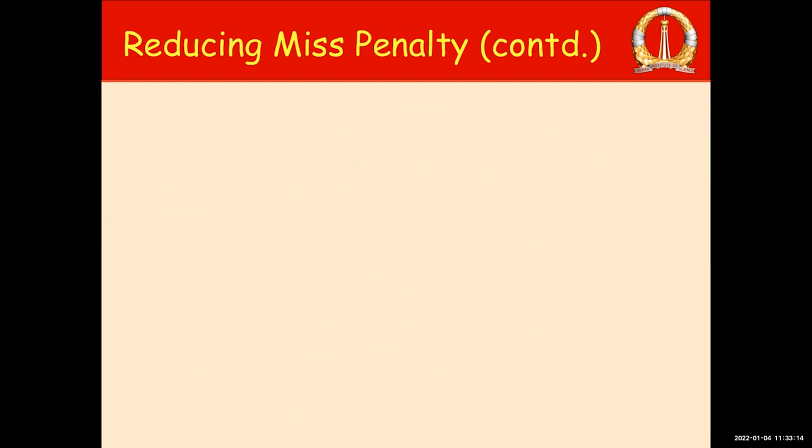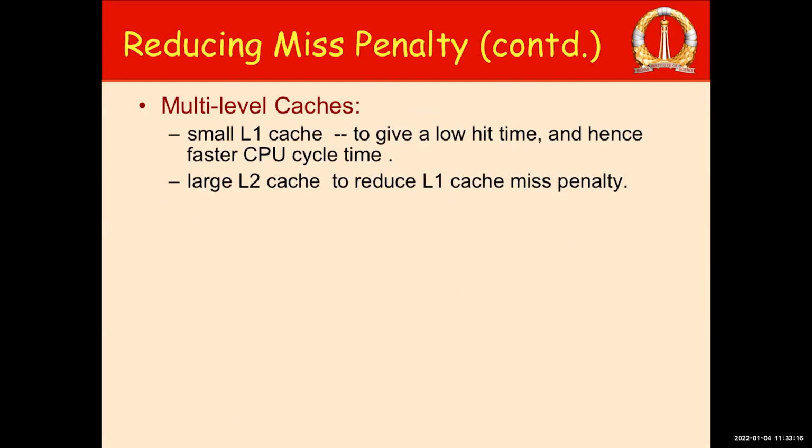Now let's look at multi-level caches. As we mentioned earlier, to improve the performance of caches, you want to design small caches. You want to design caches with very low hit time. But small caches with very low hit time and, let's say, low associativity also mean that they will have a large number of misses. The miss rates would be high, right?